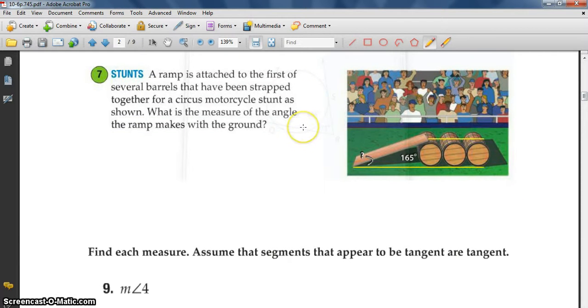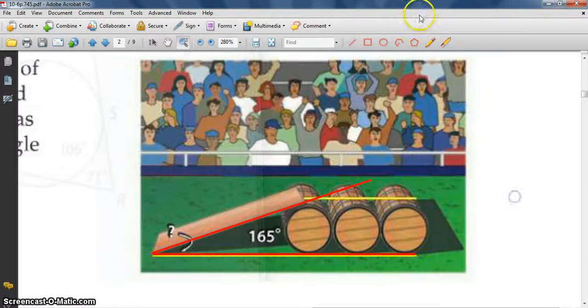All right, let's have a look at number 7. And number 7, a ramp is attached to the first of several barrels that have been strapped together for a circus motorcycle stunt as shown. What is the measure of the angle the ramp makes with the ground? So we have this line and this line intersecting at an angle. Make this a little bigger. Right here, which we don't know. So we don't know this angle.